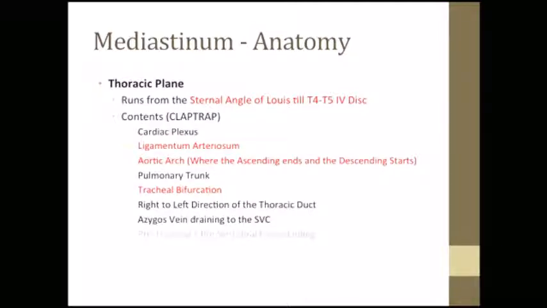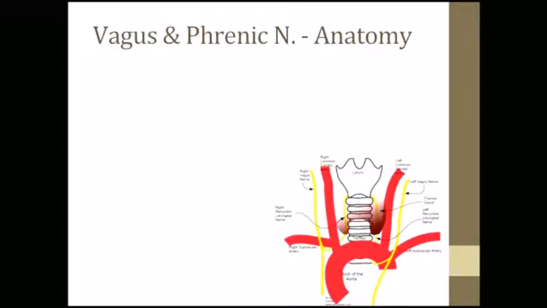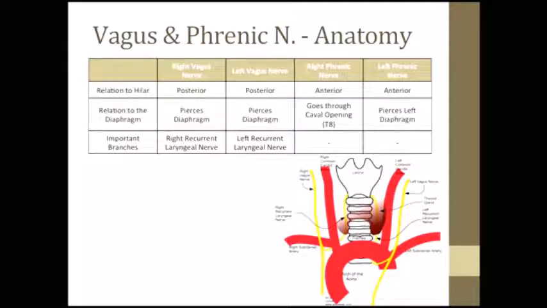Okay. So this is your vagus and phrenic nerve anatomy. Important to note, the vagus nerve is always posterior to the phrenic nerve. So it runs behind, phrenic nerve in front. And the rest are not too important, except for the important branches. So the vagus nerve, each of them, the right and left, gives off a recurrent laryngeal nerve. And this is important because it supplies your vocal cords.